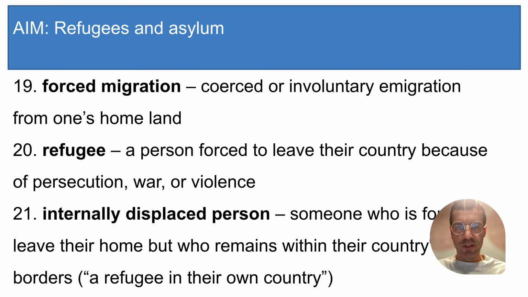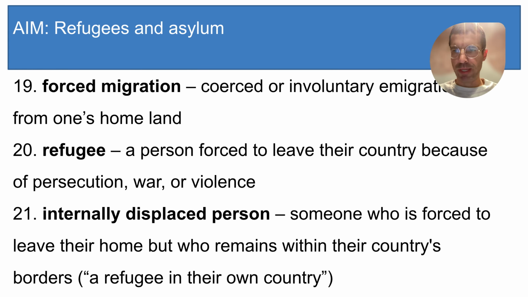Like a refugee, an internally displaced person, or IDP, is someone forced to leave his or her home. But unlike refugees who flee to other countries, internally displaced persons flee their homes to other places within their own country. They do not cross a border. Internally displaced persons can be thought of as refugees within their own country.